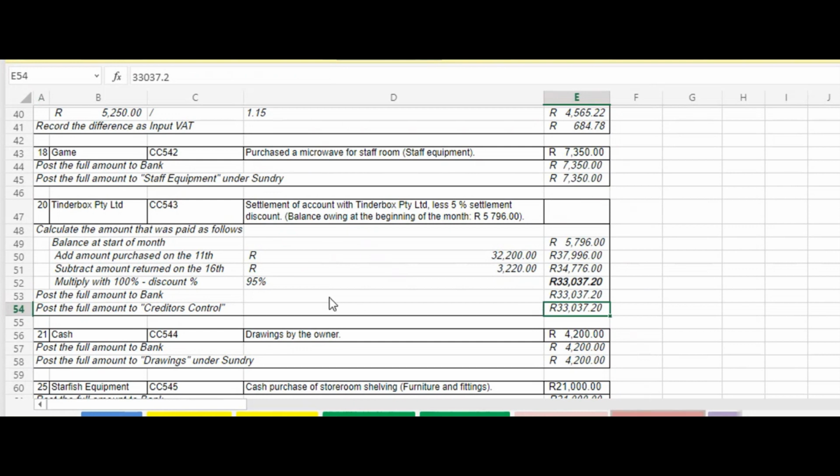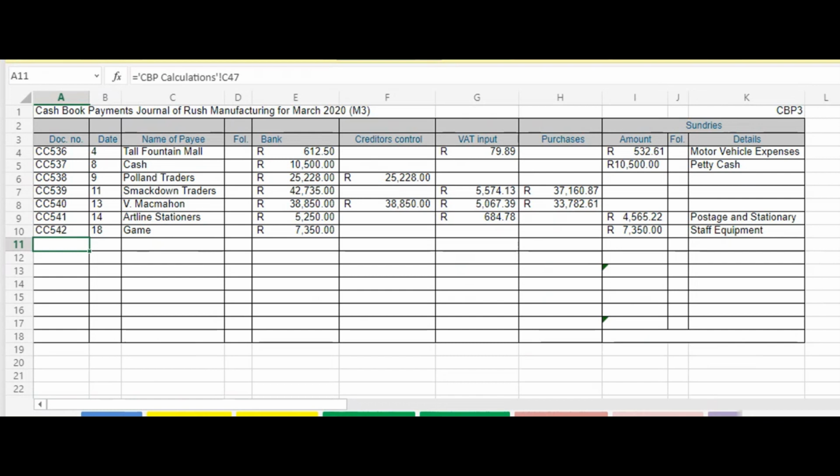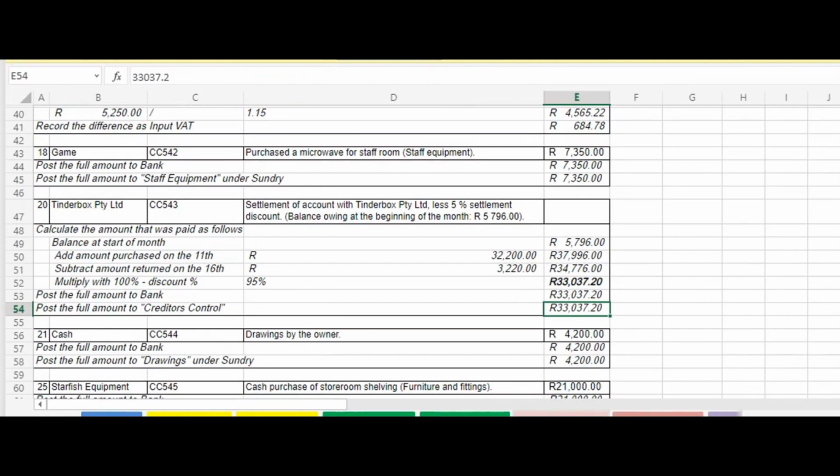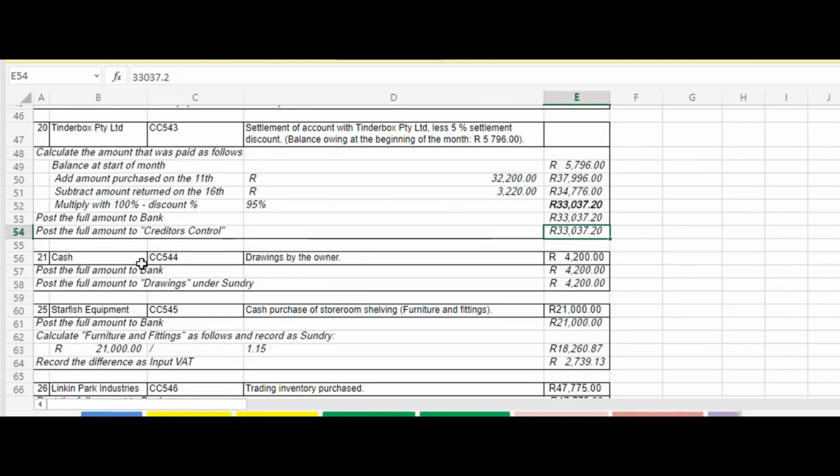Okay, so let's do that quickly. The document was given, the date is given, we know the name of the payee, all of that is given. So what we did, we had to calculate the amount that was paid. We did that, and we saw that that was 33,037. Getting to that amount was not easy. It wasn't simply a matter of posting, but we did it in any case, and then we record the full amount under creditors control, and nothing else needs to be recorded. Okay, so now we go to the next one.